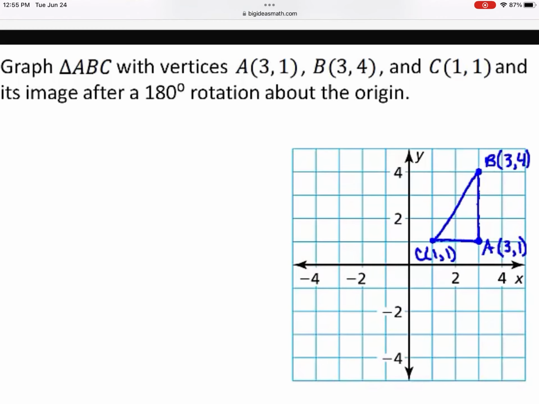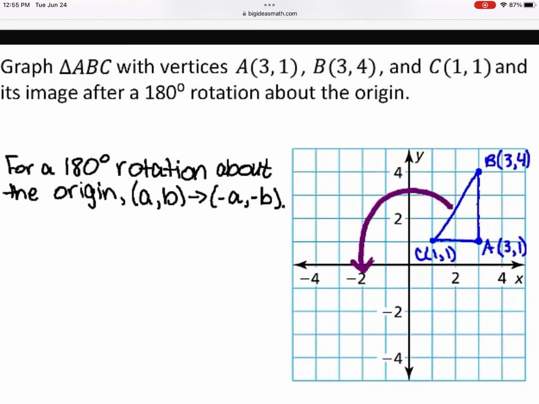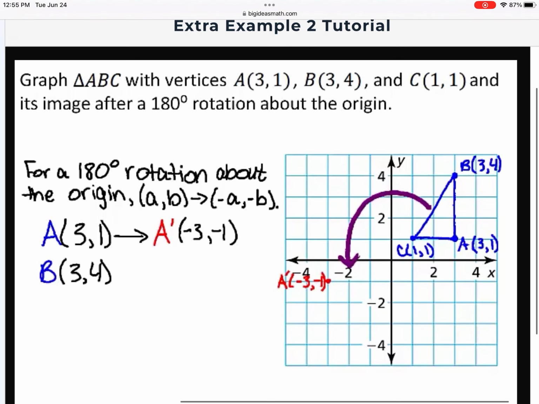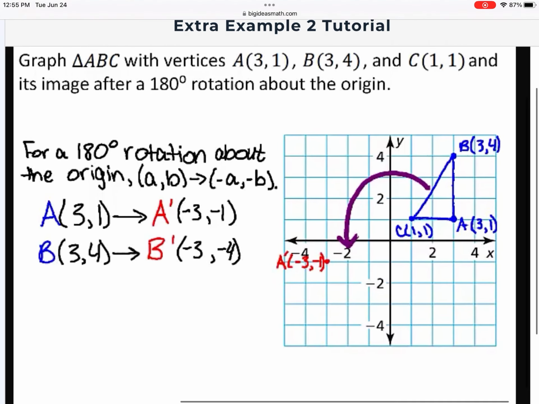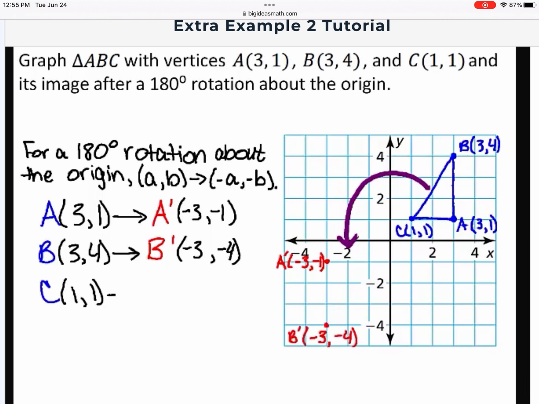Use coordinate rules for rotations about the origin. For a rotation of 180 degrees about the origin, the image of point (a, b) is point (-a, -b). The negative of 3 is -3, and the negative of 1 is -1. So point A(3, 1) maps to point A'(-3, -1). Similarly, point B(3, 4) maps to point B'(-3, -4), and point C(1, 1) maps to point C'(-1, -1).